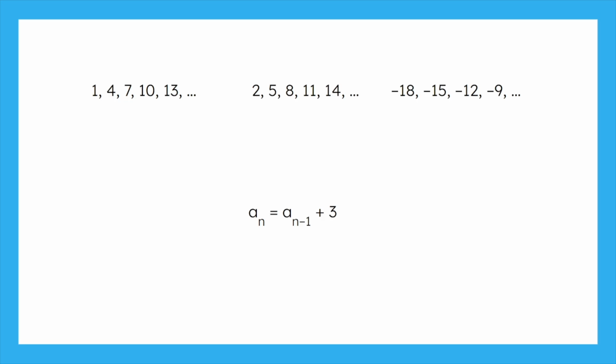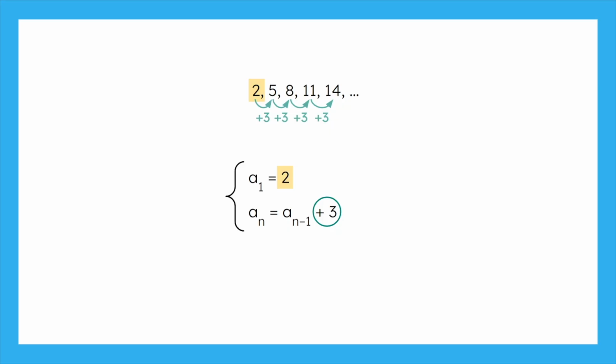We need a starting point. The equation tells us how to move, but it doesn't tell us where to start. For our sequence, the first term is 2. So we'll write the formula for it in 2 parts, using a curly bracket to show they go together. We have a sub 1 equals 2 to identify where to start, and we have a sub n equals a sub n minus 1 plus 3 to show us how to move.